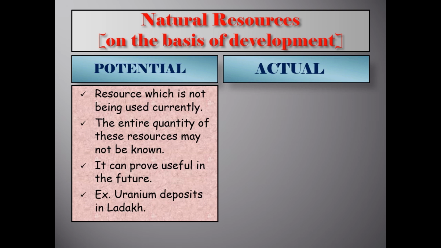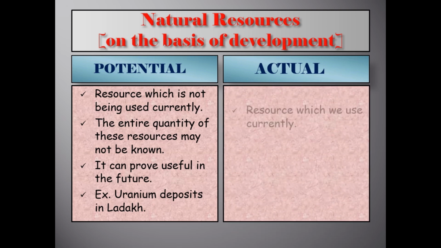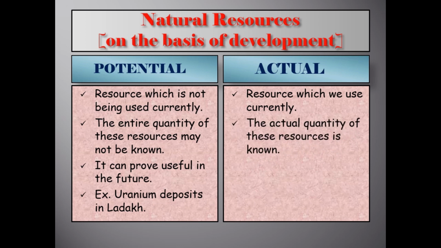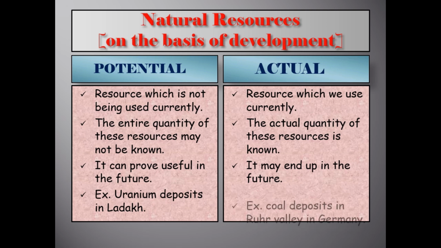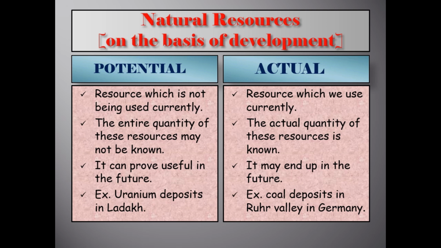Let's go for the next type of natural resource, actual resources. As the name refers, resources which we use currently and the actual quantity of these resources is known. Because we are using these kinds of resources, the actual quantity is known to us. It may end up in the future. For example, coal deposits in Ruhr Valley in Germany are an example of actual resources.